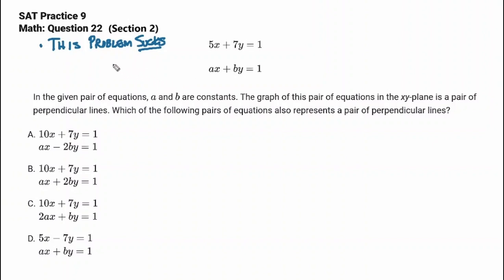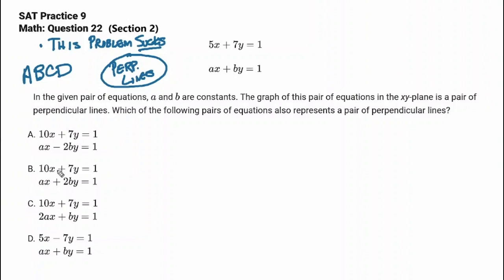So what are we looking for? We're looking for perpendicular lines. Before we get to that, let's say that you have no time here. Write A, B, C, D. Don't worry about the question. Look at these two equations. Look at the answer choices. If you were to say, like, what's the easiest looking answer choice, what do you think it is? And I would argue that it's D, because ax plus by equals 1 is the simplest thing.